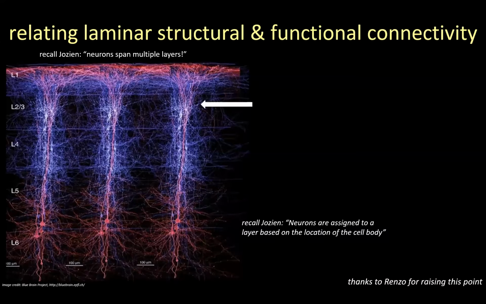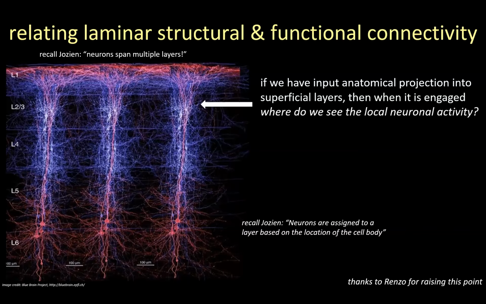So what this means is that if we have some anatomical input projection into the superficial layers that synapses onto the dendrites, say in layers 2, 3 here, when that pathway is engaged, where do we expect to see the neural activity? It can be ambiguous. The point is to remember that neurons are not just isolated somas; they extend, and this can complicate the interpretation of the relationship between these known patterns of structural projections and functional connectivity.